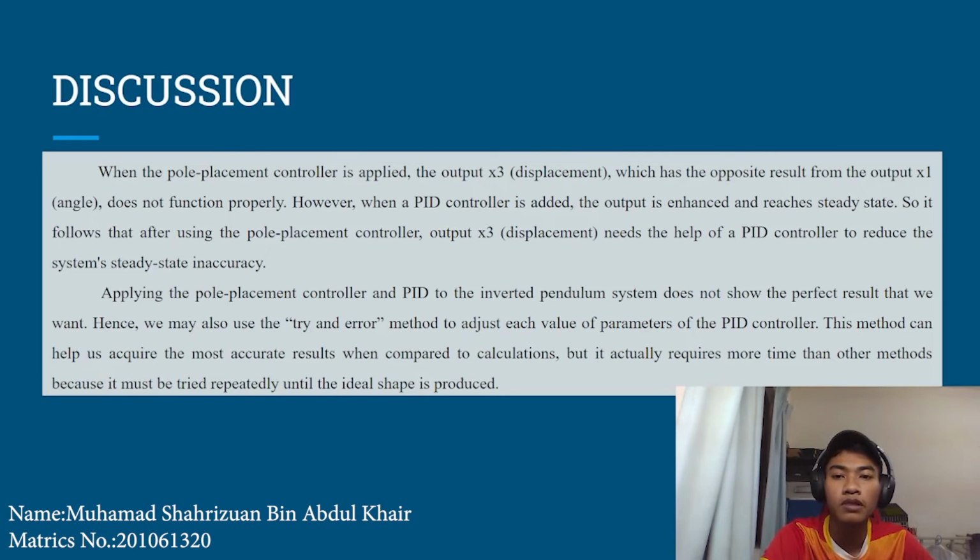Applying the pole placement controller and PID to the inverted pendulum system does not show the perfect results that we want. Hence, we may also use the trial and error method to adjust each parameter value of the PID controller. This method can help us acquire the most accurate results when compared to calculations, but it actually requires more time than the other methods because it must be tried repeatedly until the ideal shape is produced.